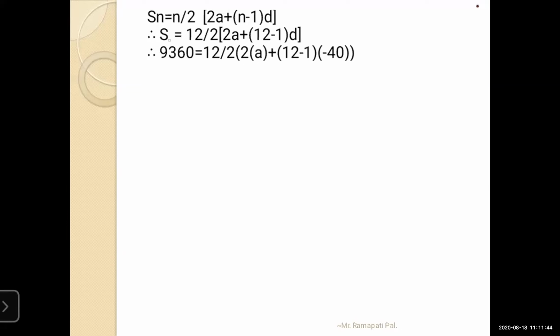S12 is given, that is 9,360, is equal to 12 divided by 2, which is 6, into 2a plus (12 minus 1), which is 11, into minus 40. So 11 fours are 44, minus 440. So we have to find out a, because we have substituted all the values. So let us take 6 to the other side.